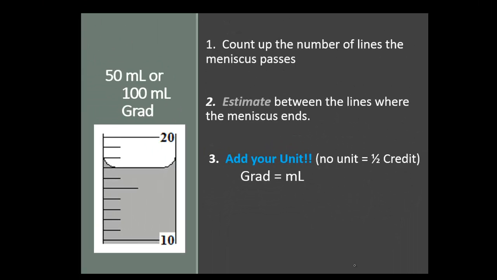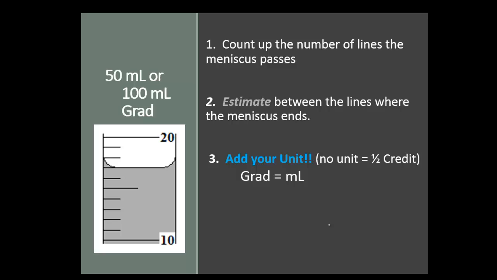Now let's look at our 50 or 100 milliliter grads. So you can see as you read these, they're going to be very similar to what the 10 and metric ruler were. We just leave out basically one step. That's because the scale on the markings have changed. So in here, step 1, we're going to count up the number of lines that the meniscus passes. So same as before. Only difference is that we are going to count all of the lines. So in this one, we're looking at all of the lines.